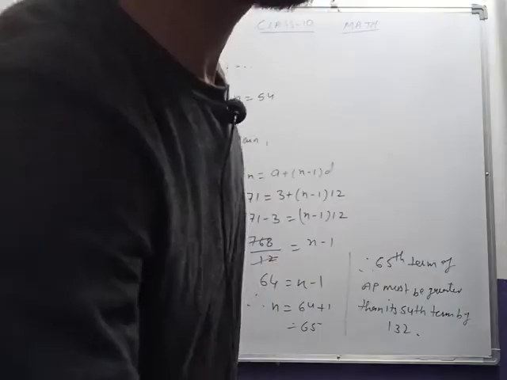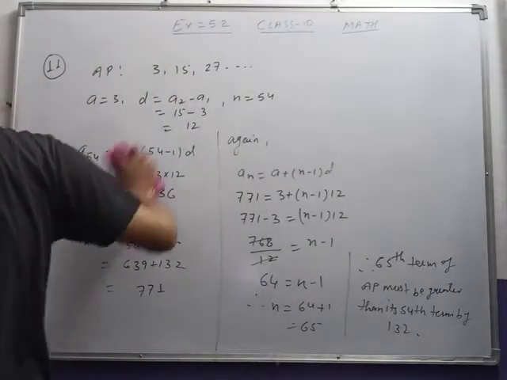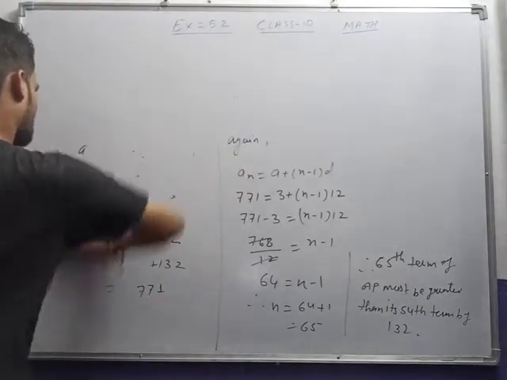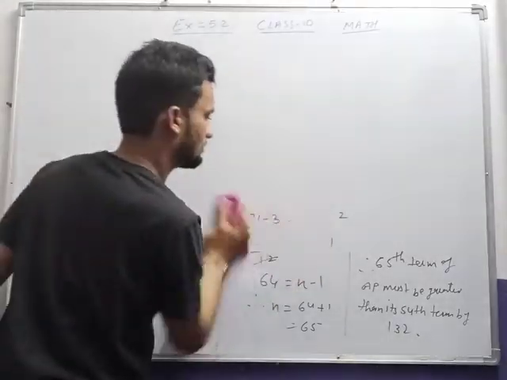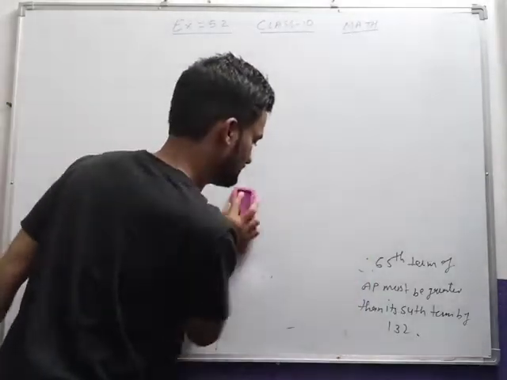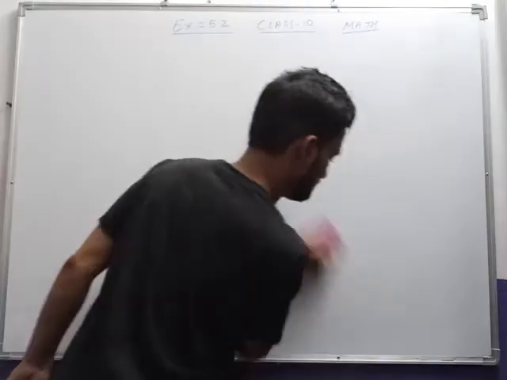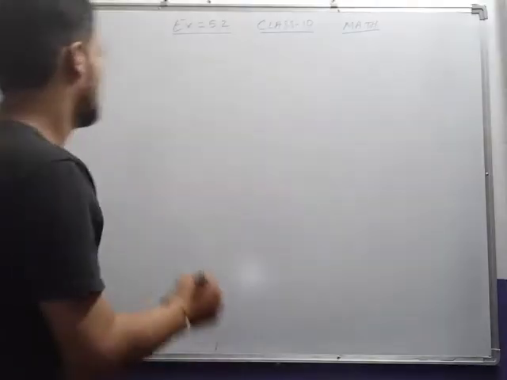Now we are taking another question. Suppose I am taking question number 13, and the question is asking: how many 3-digit numbers are divisible by 7? How many 3-digit numbers are divisible by 7?